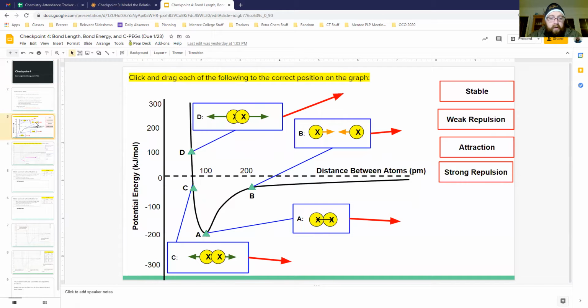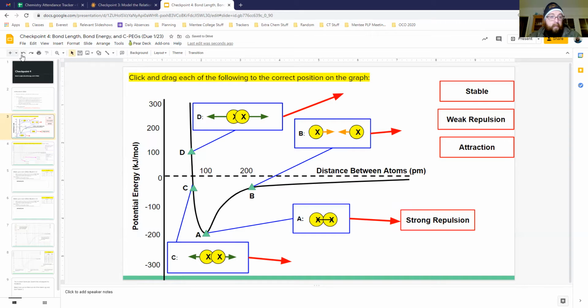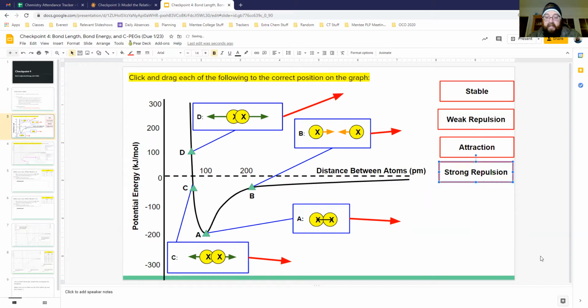So here on slide 3, we are asking you to think about and essentially remember the areas of attraction, repulsion, and stability when atoms are coming together to form a bond. And your job will be to click and drag, like if you think A is showing strong repulsion, you would do that. That is not necessarily saying that's the answer, but that's just what you would do.